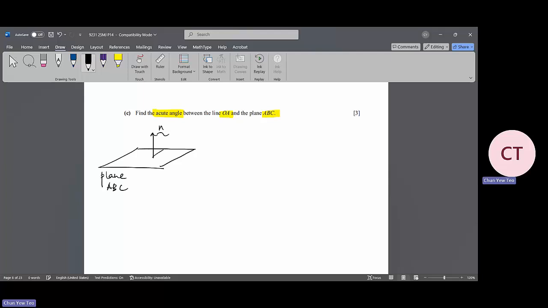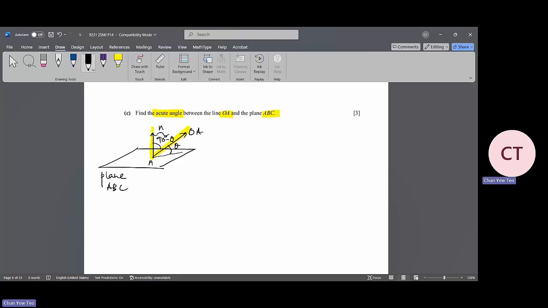And let's say we have a line called the OA. Okay, let's say this is the A. We are looking for this angle. But this angle will be 90 degrees minus theta. Okay, so I will be focusing on the angle between these two lines.